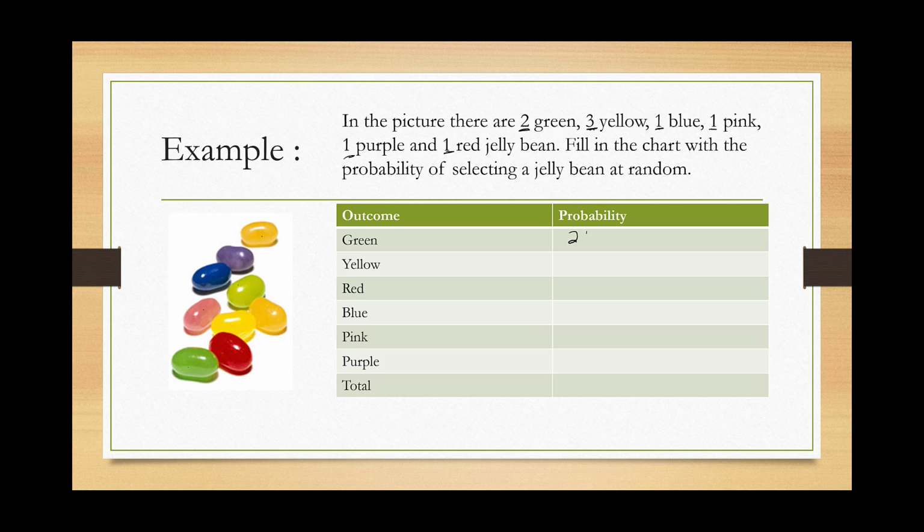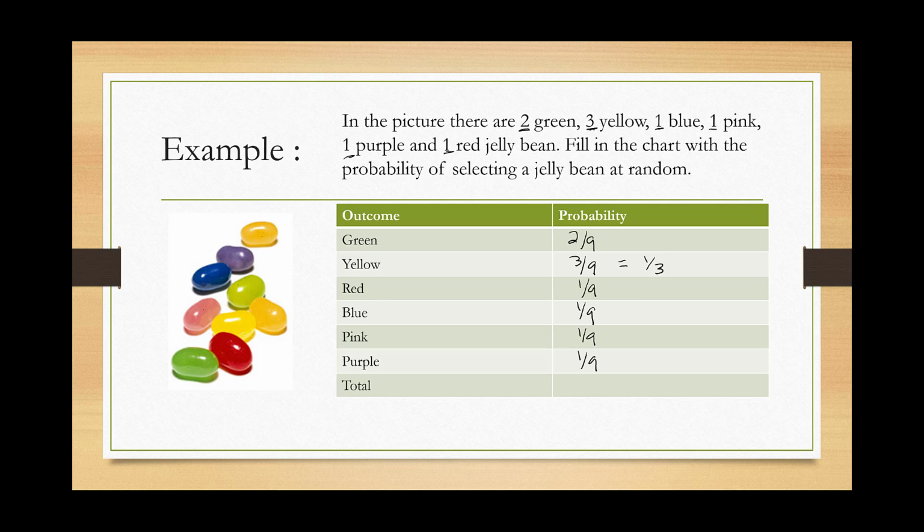The first one says green. So we had 2 green out of the 9 choices. Yellow, there were 3 out of 9. And I'm going to write over to the side that that reduces to 1/3. Red, there was 1 red, so that's 1 over 9. Blue, there was 1 blue, 1 over 9. Pink, 1 over 9. And then purple, also 1 over 9.